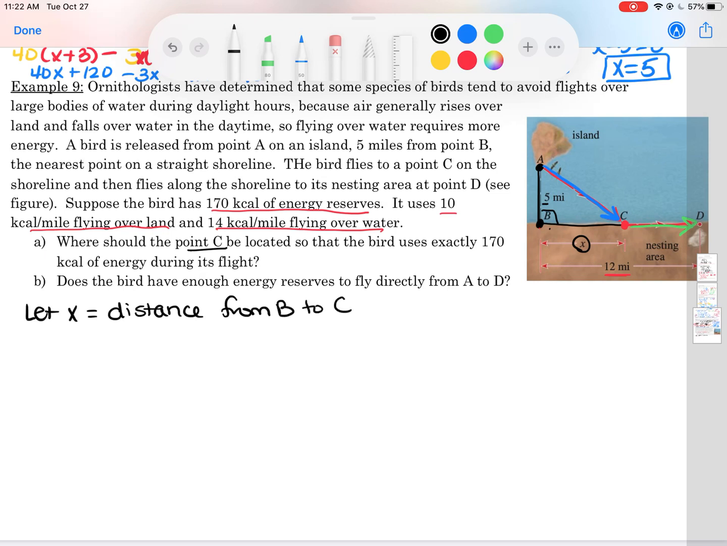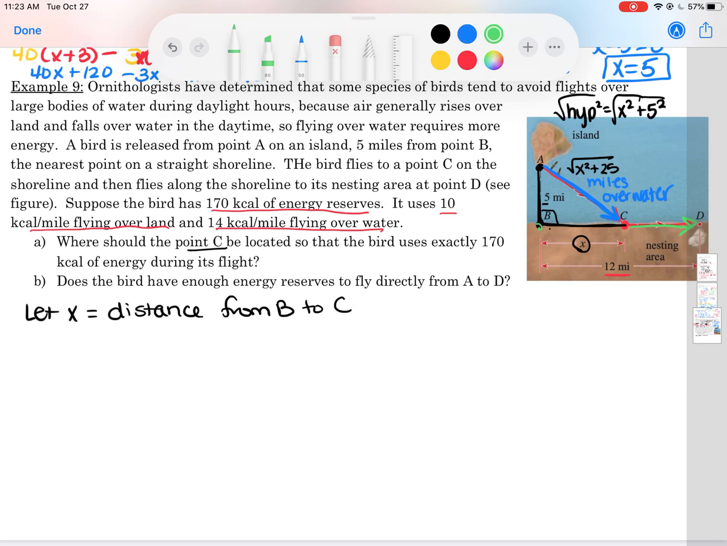Okay, so if we're letting X equal the distance from B to C, we have X as one leg of this right triangle, and 5 is the other leg. So I can use the Pythagorean theorem here. My hypotenuse squared is going to equal one leg squared plus the other leg squared. So if I square root both sides, only positive because distance, that would be the square root of X squared plus 25. And that's really how far, right? So that's our miles over water. That's how far we're moving over water. That's this hypotenuse right here. How many miles over water does this bird have to travel?